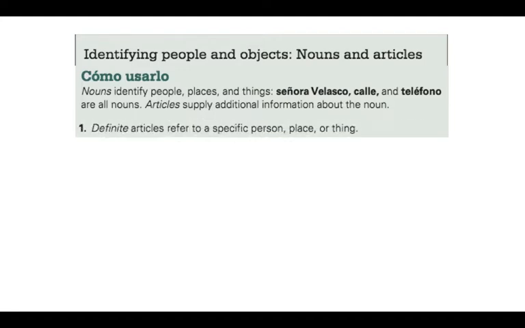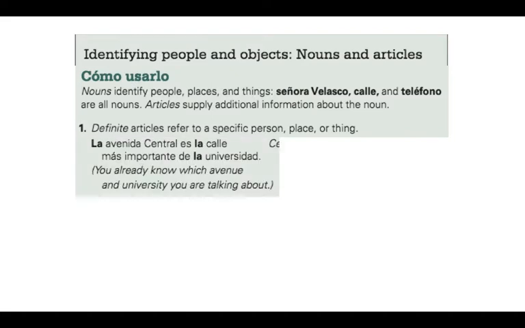Definite articles refer to a specific person, place, or thing. So, por ejemplo, la Avenida Central es la calle más importante de la universidad. You already know which avenue and university you're talking about. So, the Central Avenue is the most important street in the university. So you're being very specific when you use the definite article the.